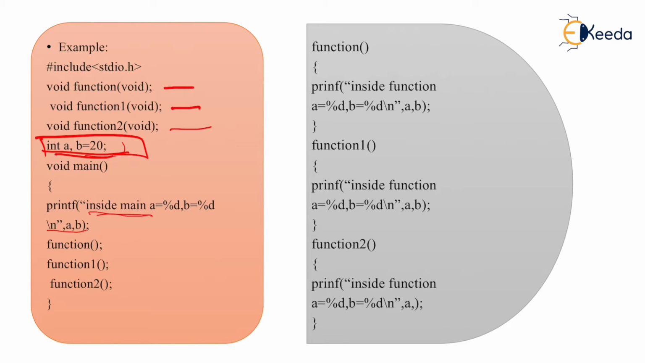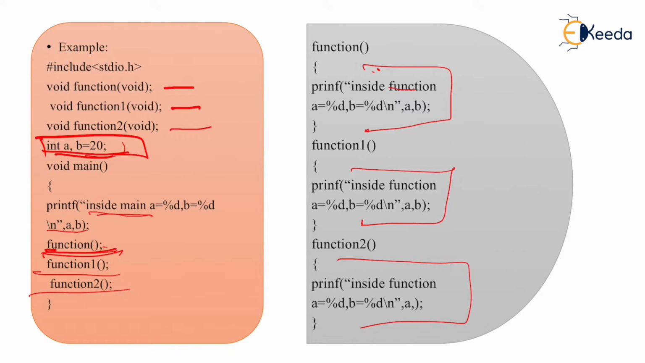Now in the main function we are providing the call of function 1 and function 2. So after getting the call of the function, our control comes from here to here, the function definition. So this a and b is also accessible in this function, as well as in function 1, as well as in function 2. So a and b are the global variables, so we can access them in the main block as well as in function 1, function 2 and any normal functions.